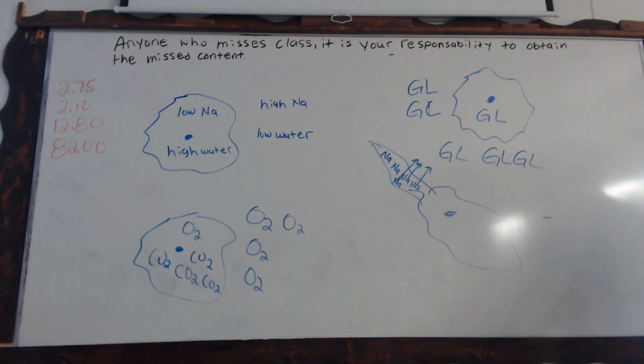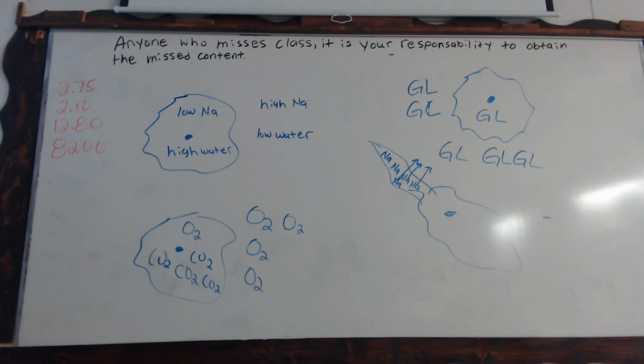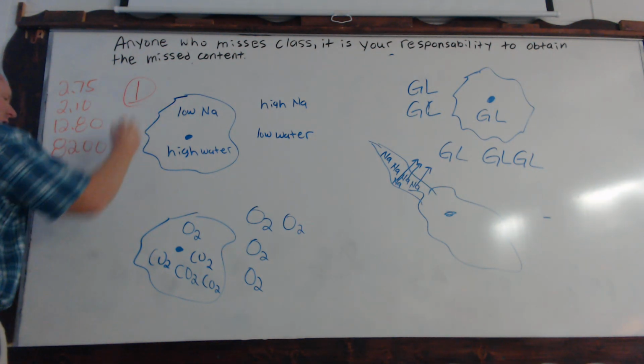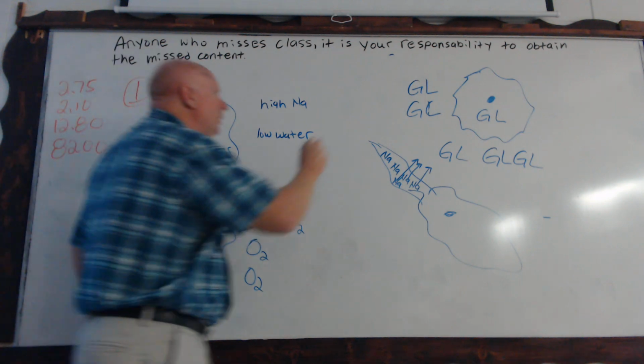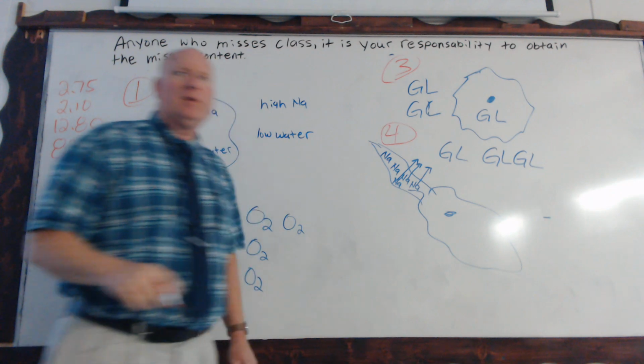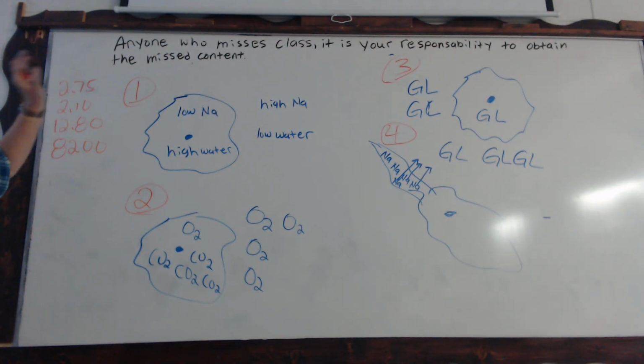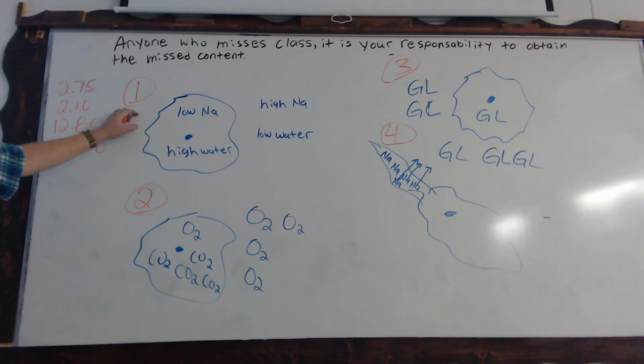With what we just talked about, we want you to be able to interpret these, which will say that this one's number 1, this one's number 2, this one's number 3, this one's number 4. Okay. Which movement is number 1? Is it facilitated diffusion, active transport, diffusion, or osmosis?